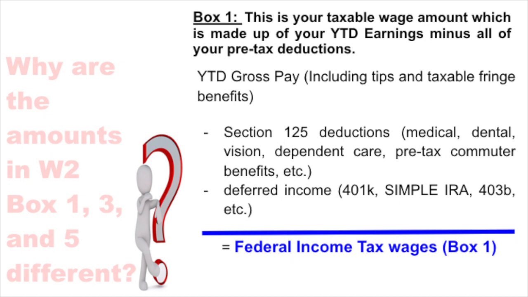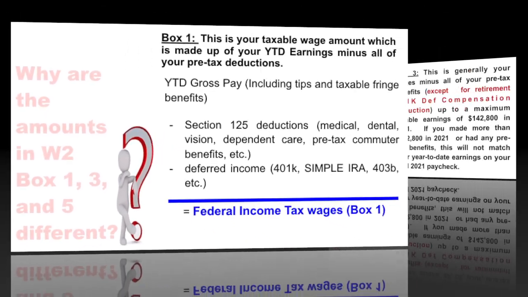Take your year-to-date gross pay, including tips and taxable fringe benefits, from your pay stub and deduct all these section 125 deductions, which are your medical, dental, vision, dependent care, pre-tax commuter benefits, etc. Also deduct all the deferred income contributions, like 401k, simple IRA, 403b, etc. And the amount that you get is the federal income tax wages that should match box 1 of your W-2.